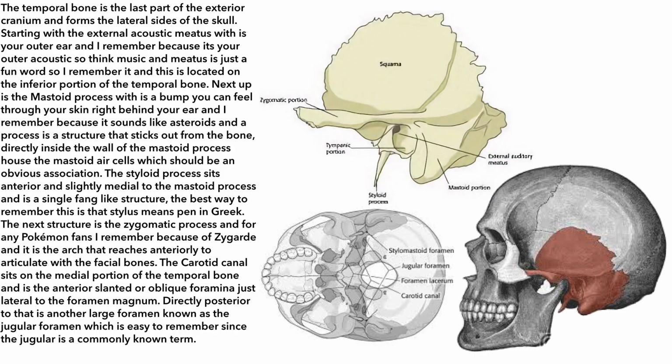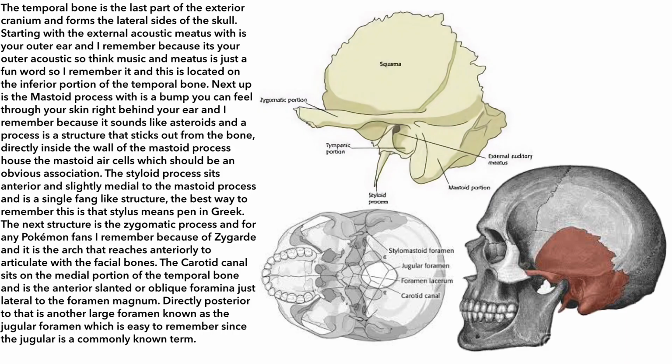The styloid process sits anteriorly and slightly medial to the mastoid process, and is a single fang-like structure. The best way to remember this is a stylus means pen in Greek. The next structure is the zygomatic process, and for any Pokemon fans, I remember it because of the Pokemon Zygarde, and it is the arch that reaches anteriorly to articulate with the facial bones.